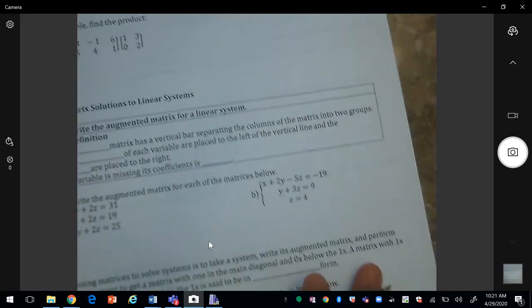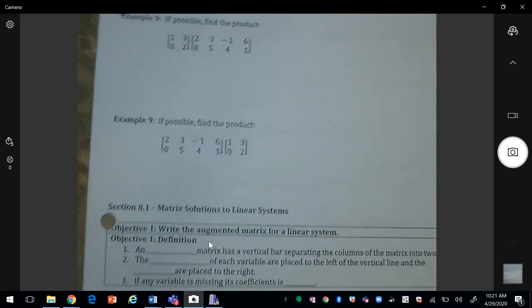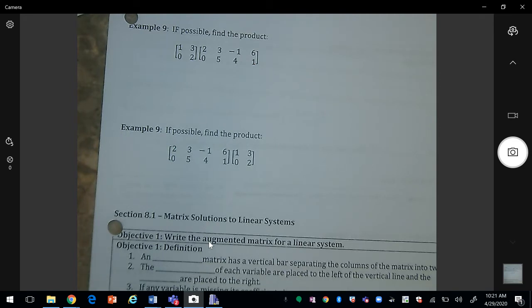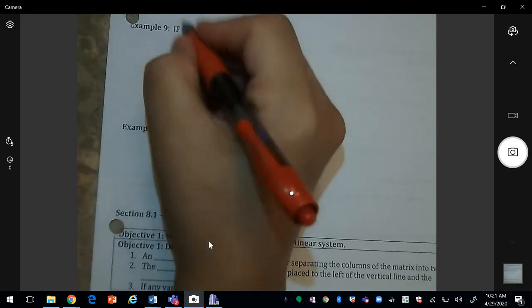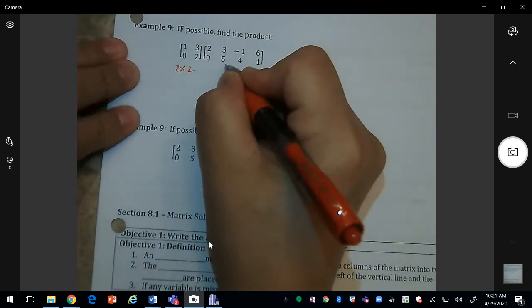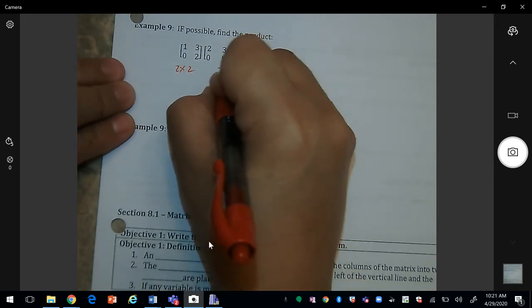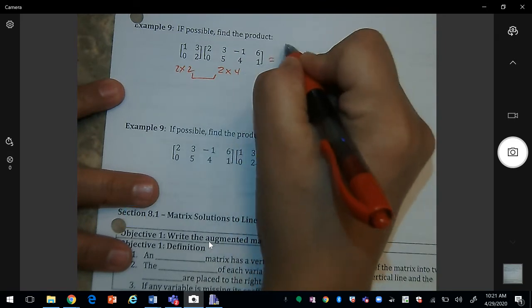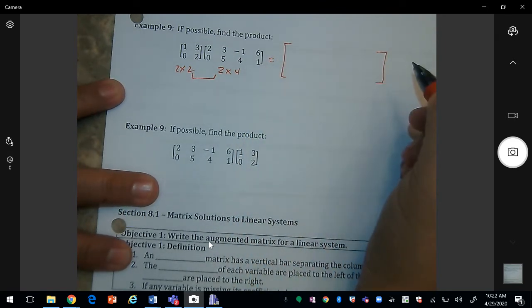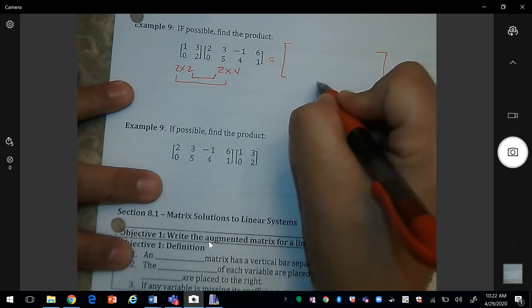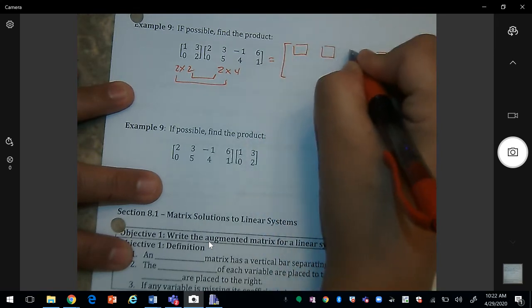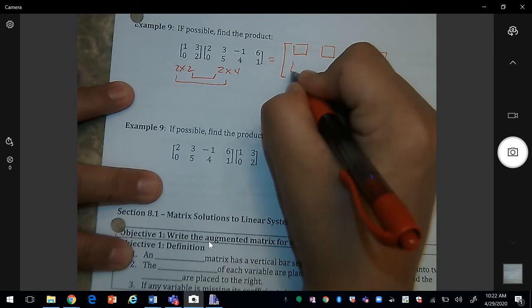Let's go on to example 9. So the order here for the first matrix is 2 by 2. The second matrix here is 2 by 4. So these are the same. So that means that when we're done multiplying, we should have a matrix that is a 2 by 4. So I'll have a number here, one here, and one here.